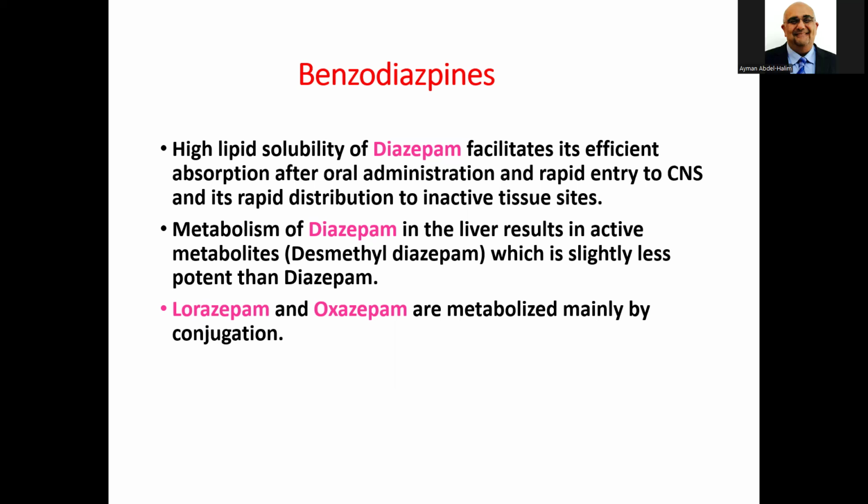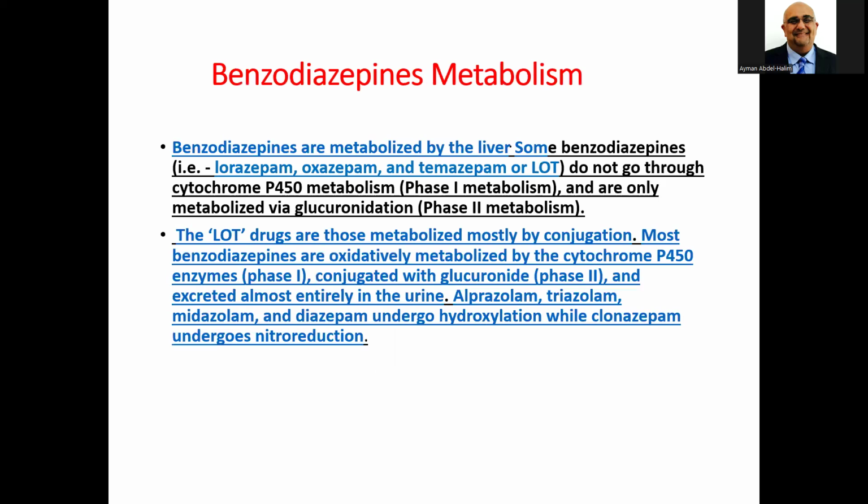So if I have somebody with advanced liver cirrhosis coming with alcohol withdrawal, for example, in the hospital, what we call delirium tremens, I've seen tons of these when I was in the United States. So you can use something that's metabolized by conjugation, such as lorazepam. Okay, and basically there is a mnemonic for it. The LOT: lorazepam, oxazepam, and temazepam. These are metabolized by conjugation.